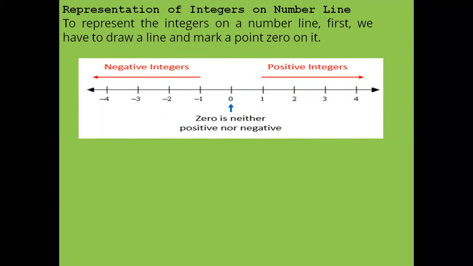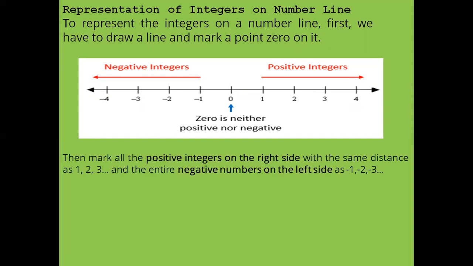To the right-hand side of 0, all are positive numbers: 0 to 1, 1 to 2, 3, 4 up to infinity. So all these are positive. And to the left-hand side of 0, all numbers are negative. So we can represent negative numbers, positive numbers and 0 on a number line. We mark all the positive integers on the right side at the same distance as 1, 2, 3, and all the negative numbers on the left side as -1, -2, -3 up to infinity.